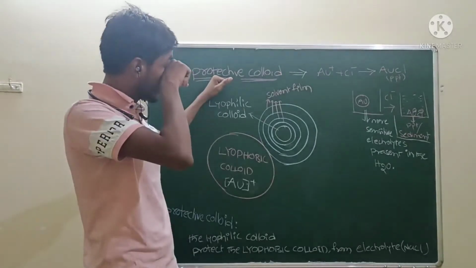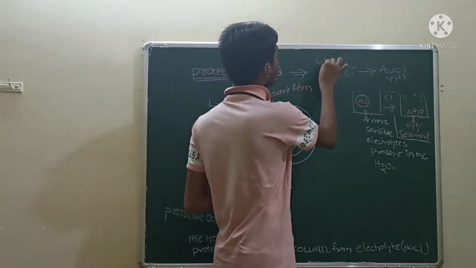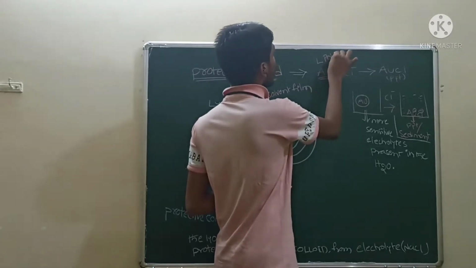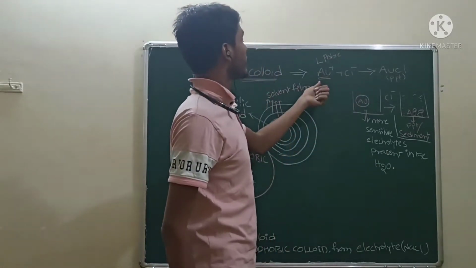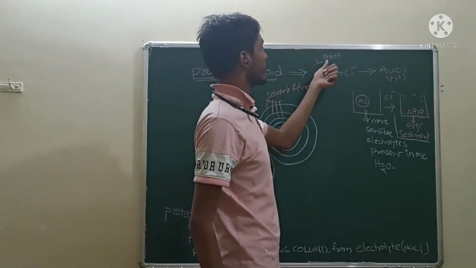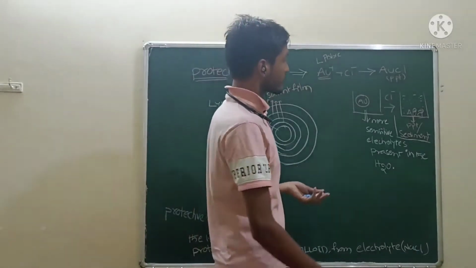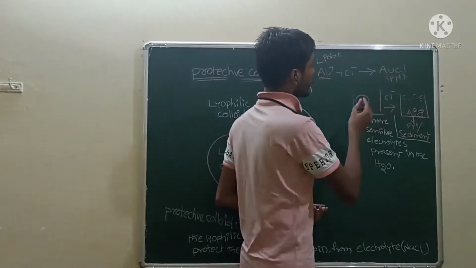See, for example, this is a lyophobic colloid. Gold is a lyophobic colloid. Lyo means solvent, phobic means hating. This is a lyophobic colloid.